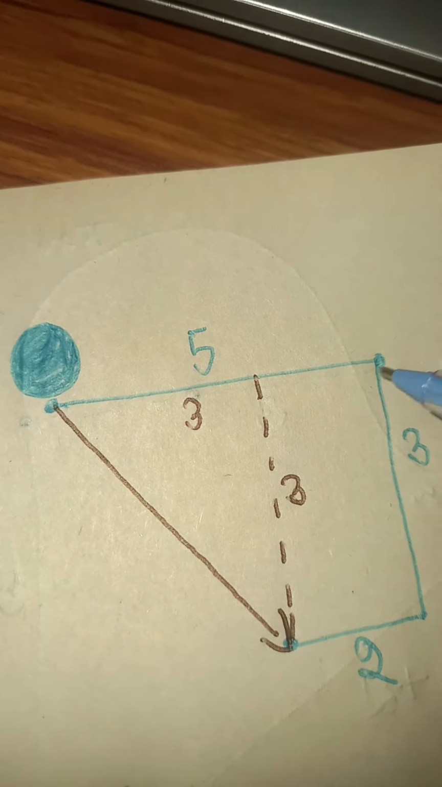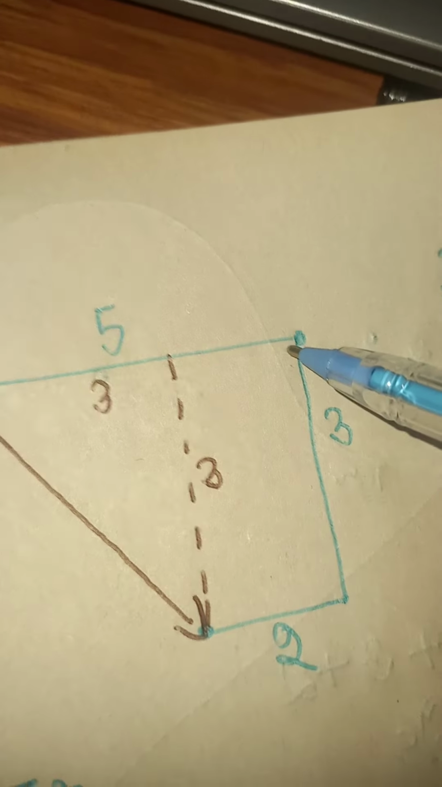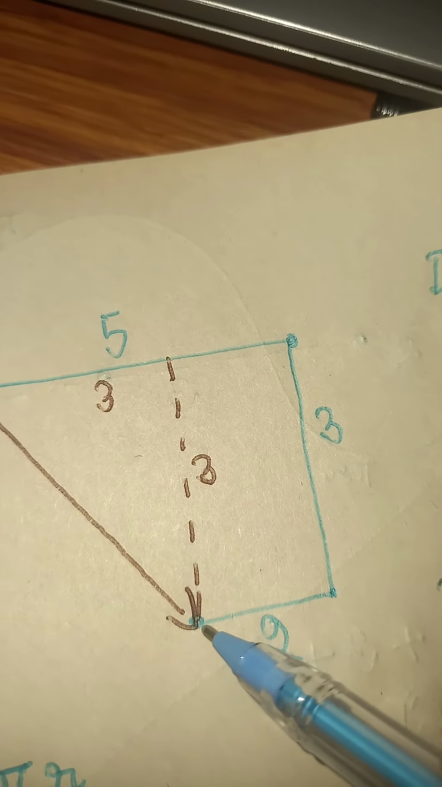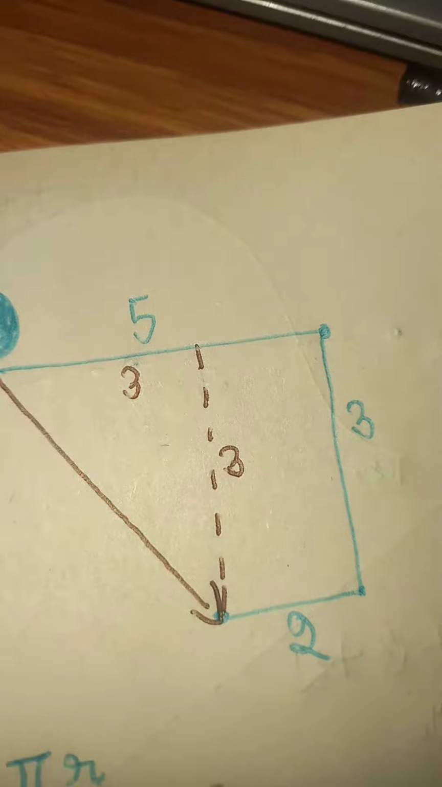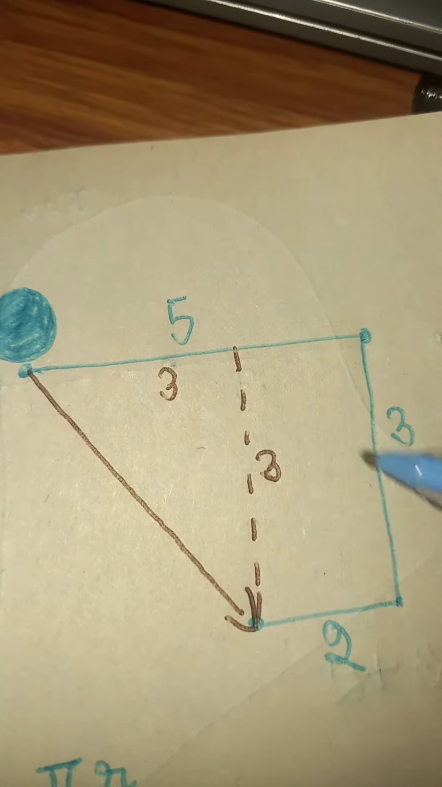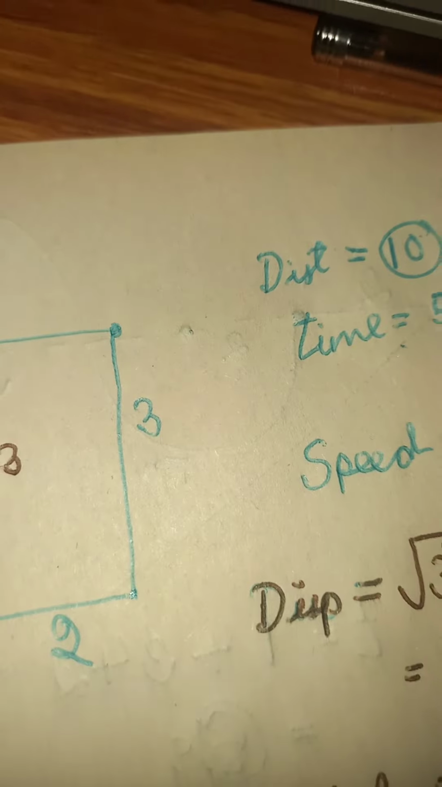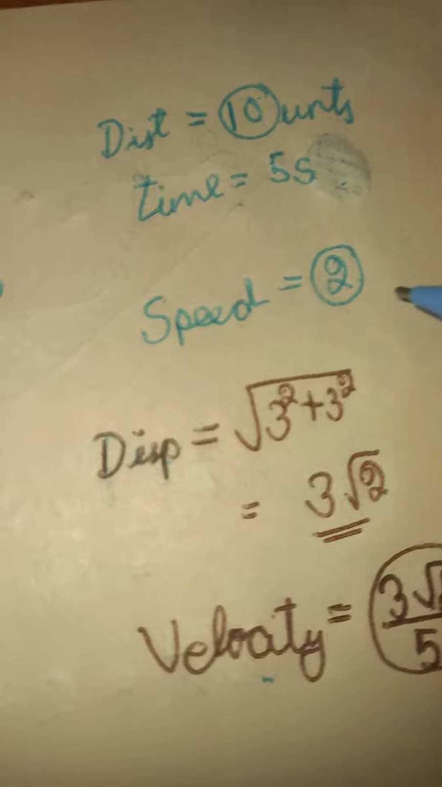The ball goes this way 5 units, this way 3 units, and again left 2 units. We can take all this as a distance of 5 plus 3 plus 2, which is 10 units. Total time taken by it is 5 seconds. So the speed is 10 by 5, which is 2 units per second.